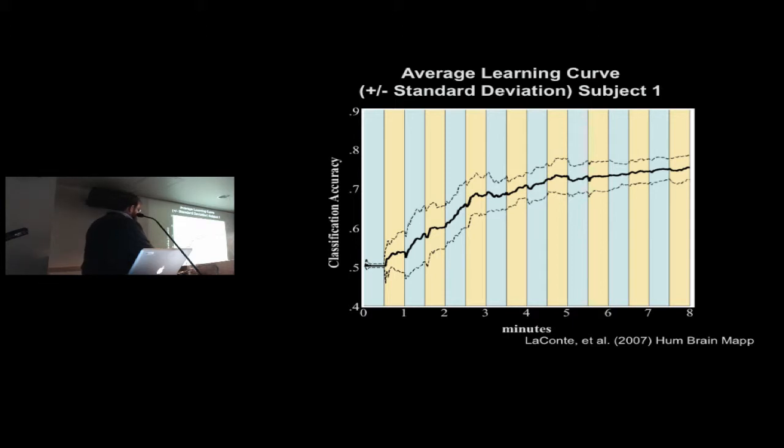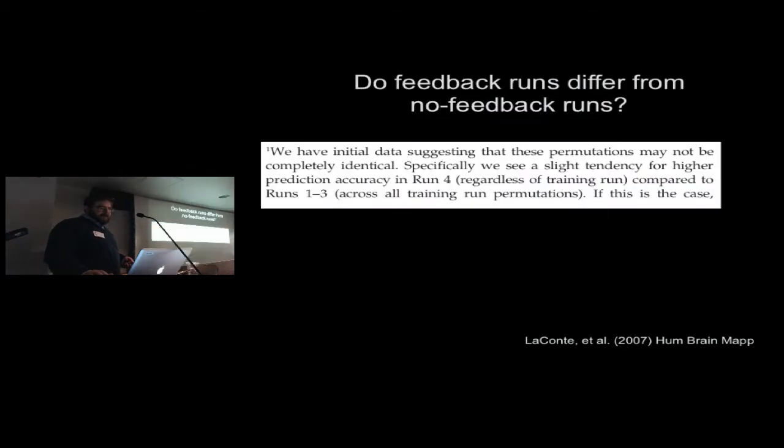And we were also interested in building tools for assessing these different tasks, for figuring out how much training data we might need for a given task as well. But really the point of this talk, which goes back to this idea of brain-computer interfaces increasing signal to noise, really starts off as a footnote in that paper. And what I was saying at the time was we have initial data suggesting that these permutations, and I'll explain what this means, may not be completely identical.